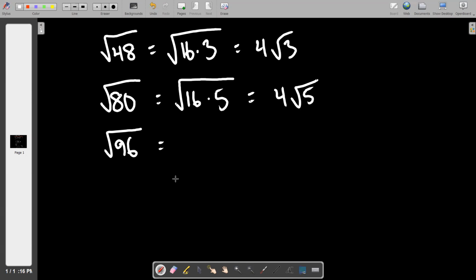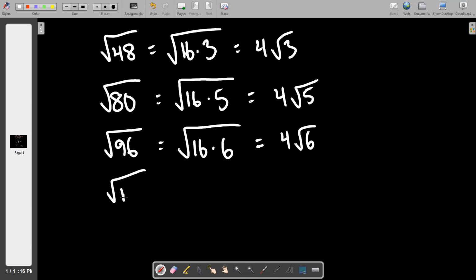Square root of 96 is, take a shot, take a guess. Keep with the theme. 16 times 6. So now we know that for the square root of 96, you don't have to take some big circuitous route to get to it. You go right after it, attack it, aggressive. 16 and 6 leaves us with 4 root 6.